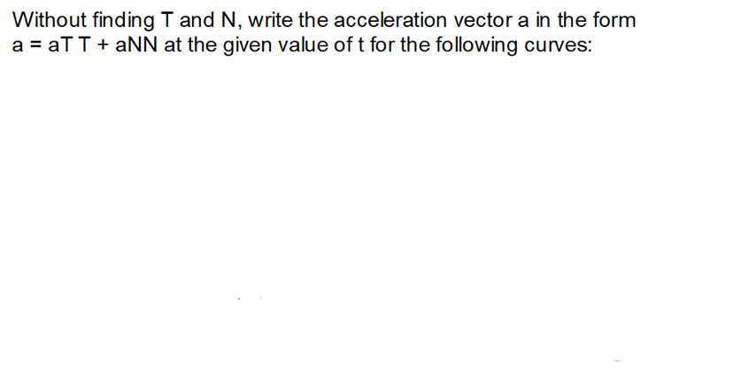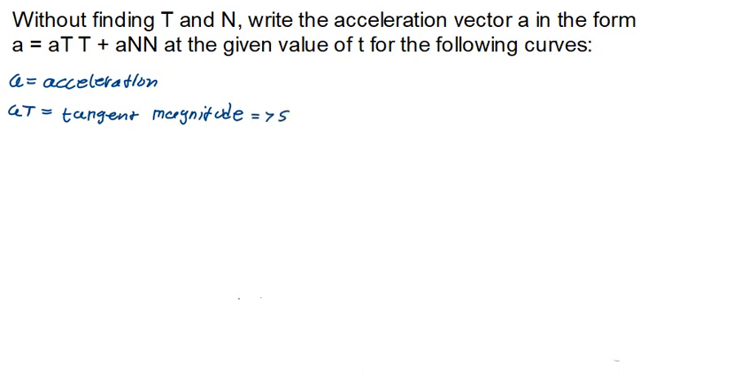Okay, so in this case, we're going to say our A is the acceleration. Then our AT, I don't really want to call it A sub t, but let me just call it AT. That's our tangent magnitude. You may hear that sometimes they call it the scalar multiple of the unit tangent vector. Then we have our T itself, which is our unit tangent vector.